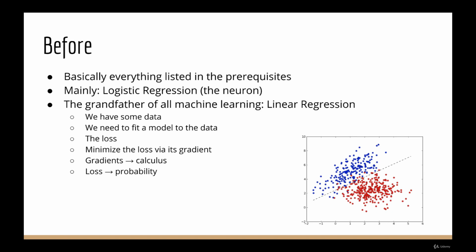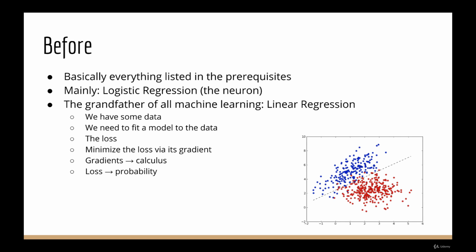So what came before this course? What will you learn in this course? And what comes after? Well, what came before this course is basically everything that's listed in the prerequisites. The main prerequisite to this is logistic regression, also known as the neuron.